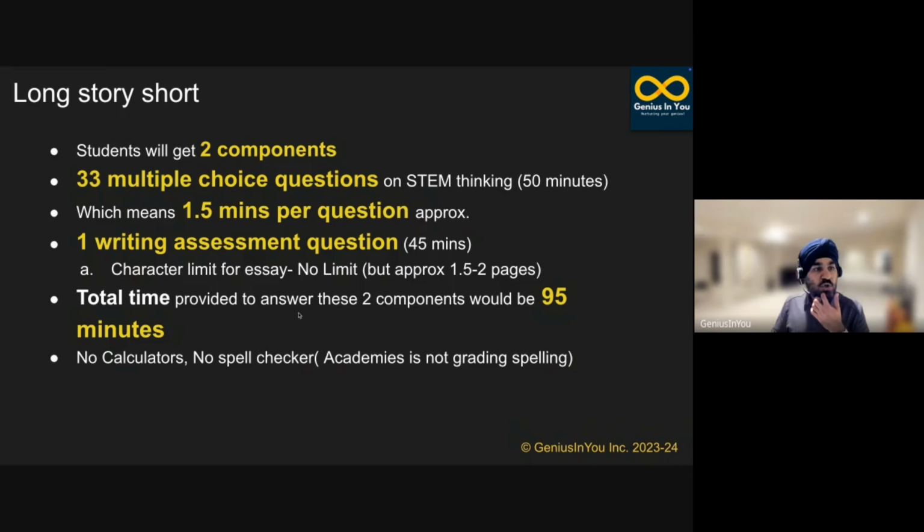So long story short, two components. There are MCQs, 33 questions. They are 50 minutes, approximately 1.5 minutes per question. And then there is a writing assessment. These are two separate components.